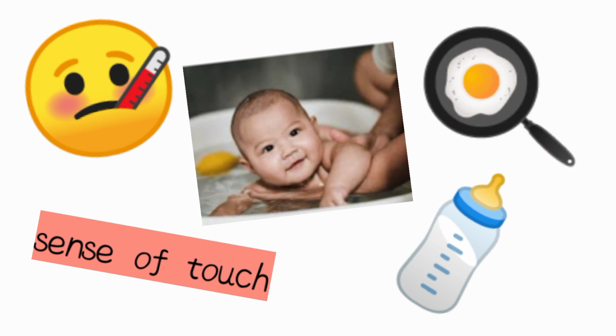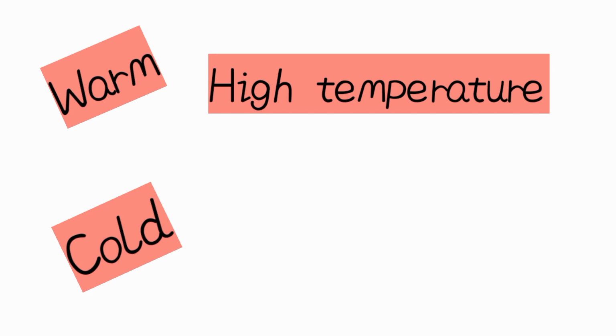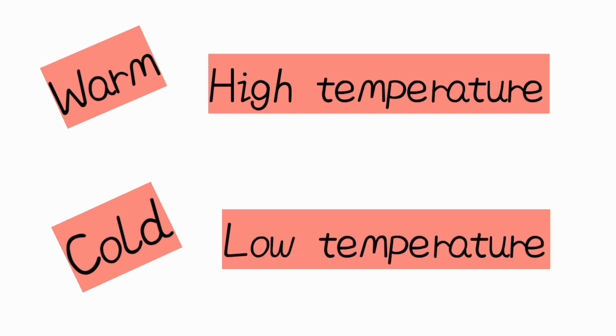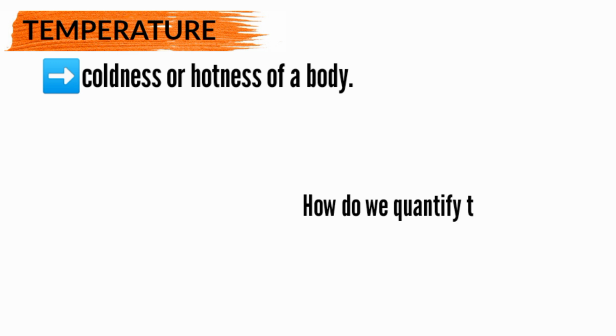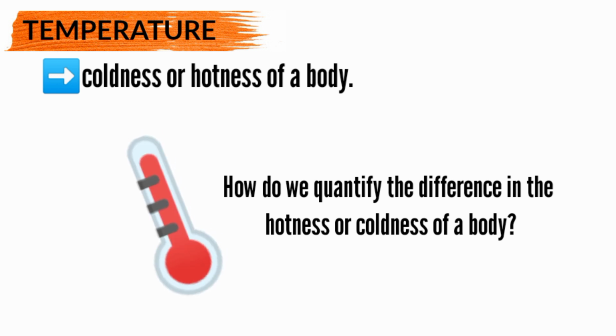When you are about to fry some food, you sprinkle some water to see if the frying pan is already hot. When you feel you are warm, you often say you have a high temperature. When an object is cold, you often say it has a low temperature. Temperature is commonly associated with coldness or hotness of a body. How do we quantify this difference in the hotness or coldness of a body? You might have experienced that your mother checked your temperature by putting a small glass tube called a thermometer in your underarm.